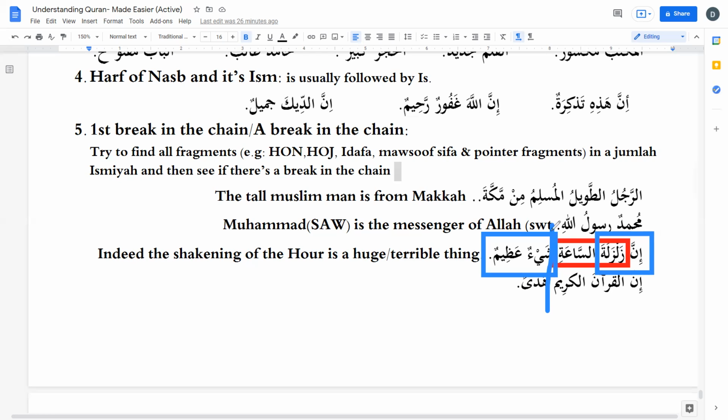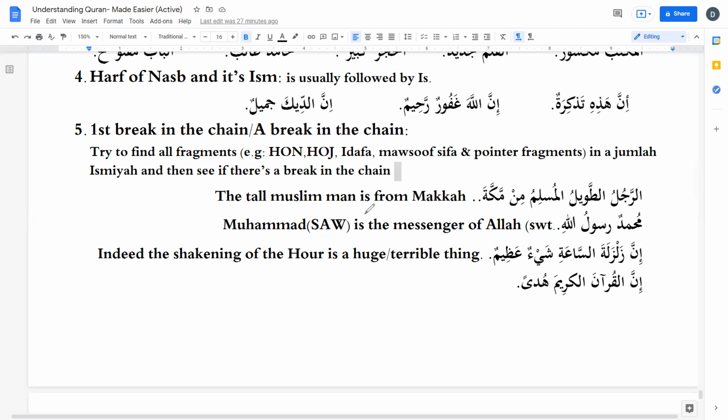Okay, this here is the break in the chain. Then comes the 'is' in translation. Indeed, the shaking of the hour is shay'un azimun. Shay'un thing, azimun huge or terrible. So shay'un azimun, a terrible thing. So that's how we can find where to put the 'is' in the translation. Okay, alhamdulillah. Let me clear all and then we go to the next one.